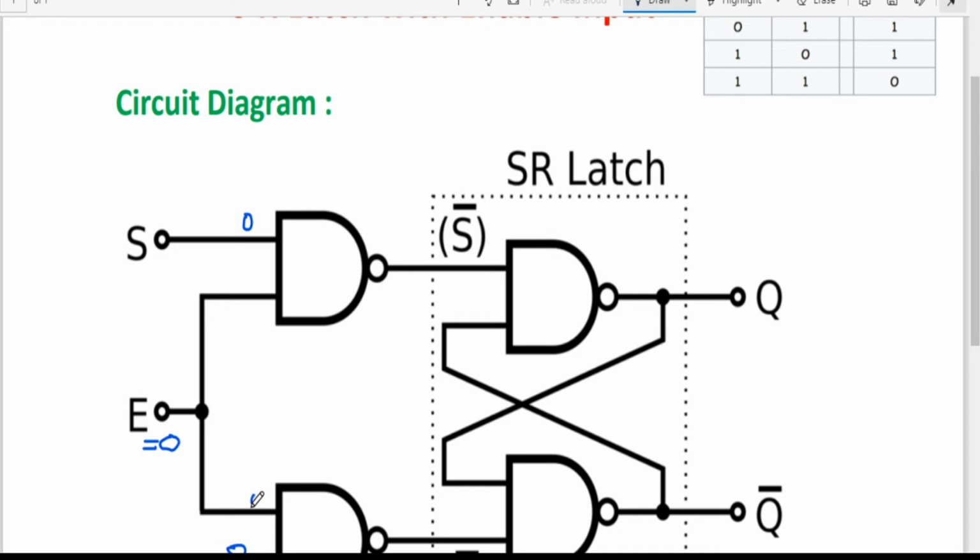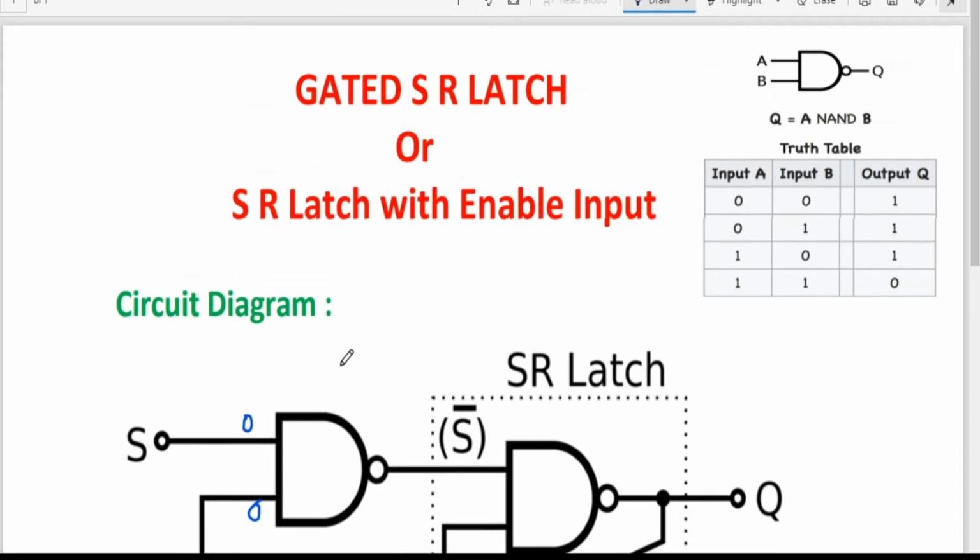Here you can see the other input that is coming to the NAND gate is also 0 because I have made the enable input 0. Now we should know what exactly the NAND gates perform. Here we have the truth table for the NAND gate. When both or either of the inputs to the NAND gate is 0, the output is going to be high.